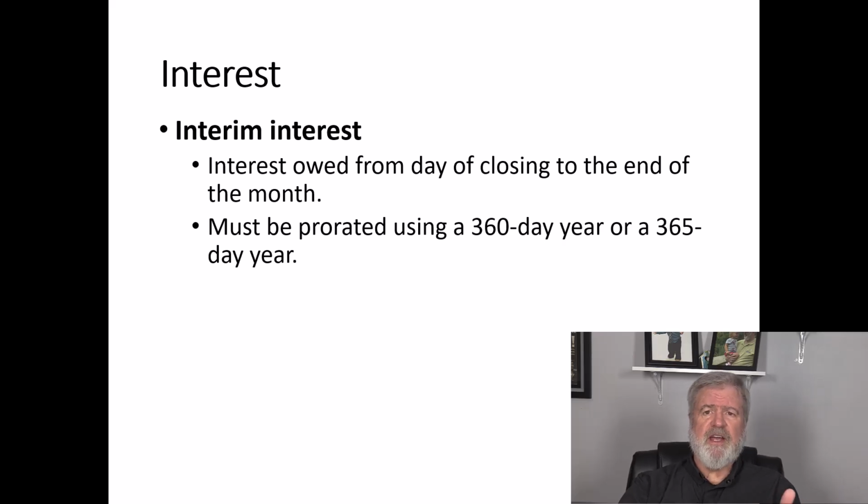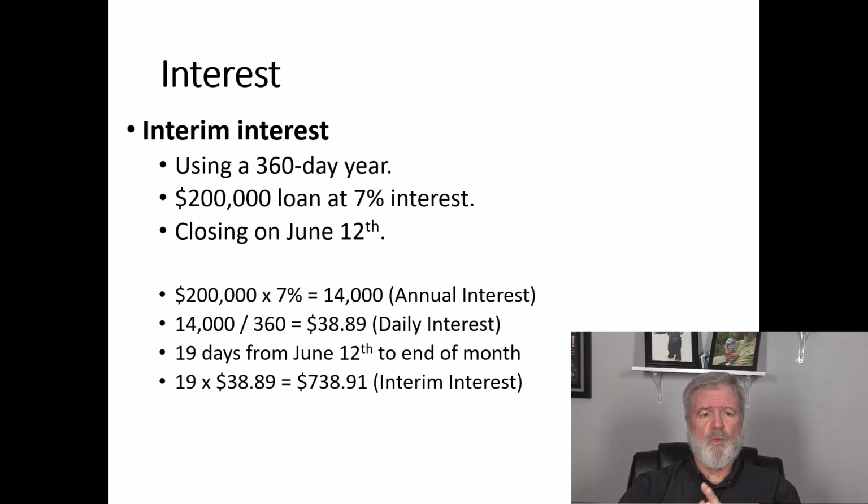So let's look at an example of how this would work. Again, we're using a 360-day year, and really there's only about three things you need to know. You need to know the loan amount, which in this example is going to be a $200,000 loan. You need to know the interest rate. In this example, again, we're using 7%. And then, on this example here, we're closing on June the 12th.